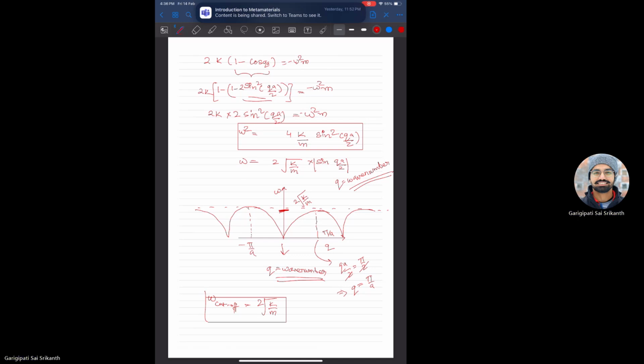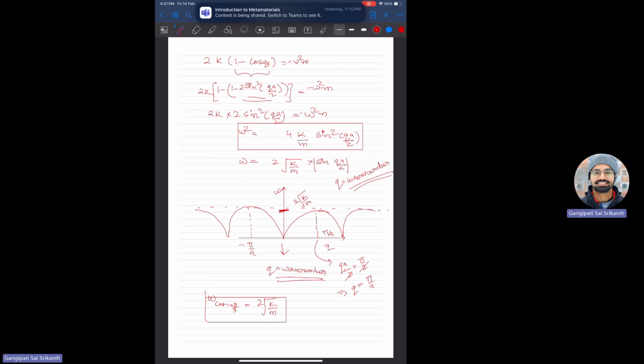Further, we see that this 2k to 1 minus cos qa can also be written in terms of sine square. So what is omega? If we find out, we get omega is this.